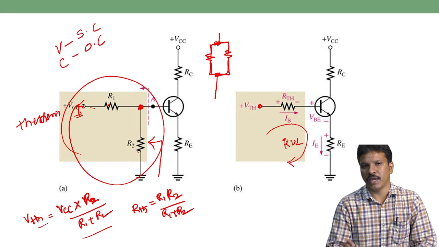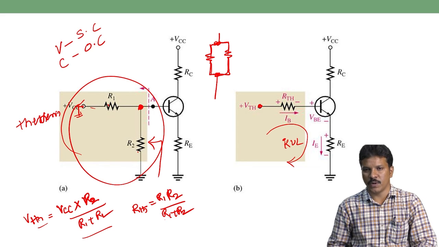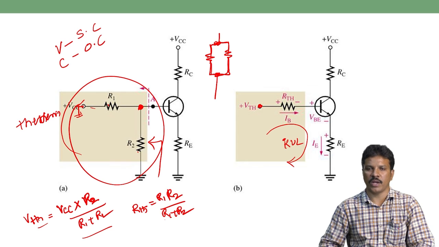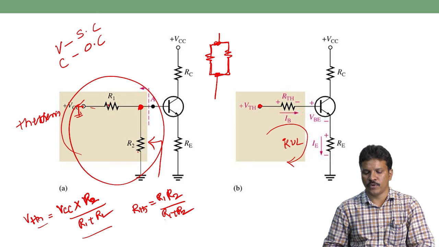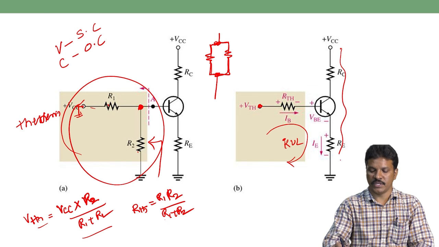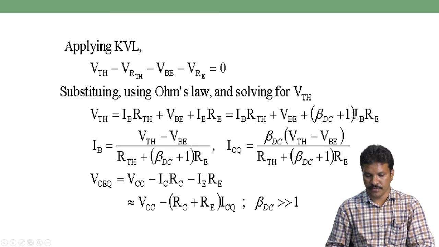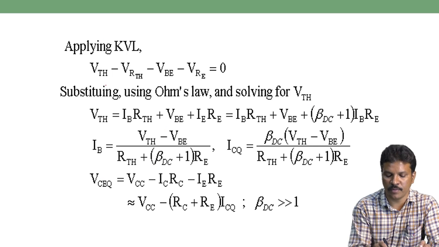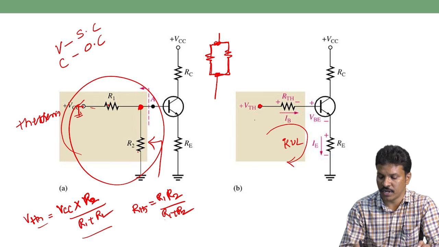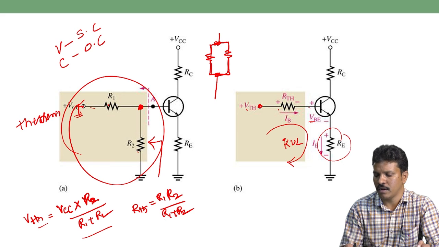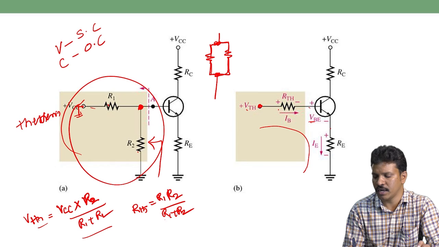Once we have applied the Kirchhoff voltage law to the input side, we get IB. Once we know IB, IC is equal to beta IB, which is the Q point, y-axis point. Then apply the Kirchhoff voltage law at the output side. This is the loop. We can get the VC. So apply Kirchhoff voltage law on the input side: VTH minus IB RTH, one drop between base and emitter, and IE RE. This is the drop.